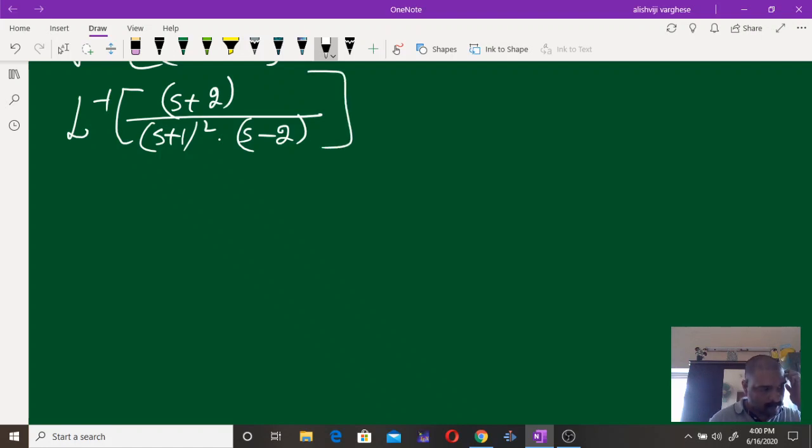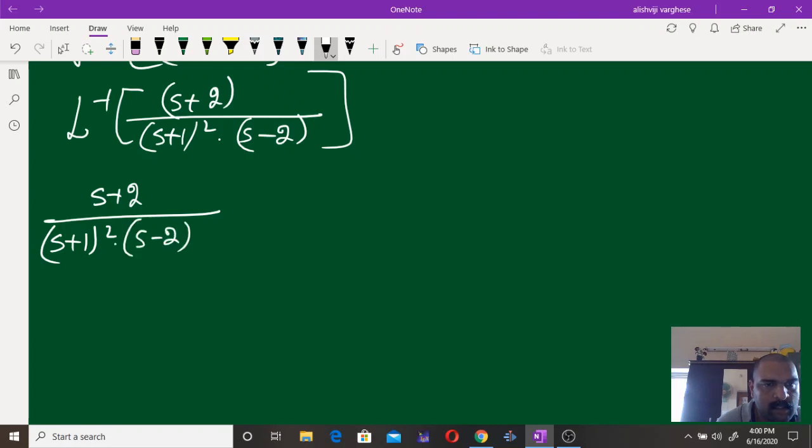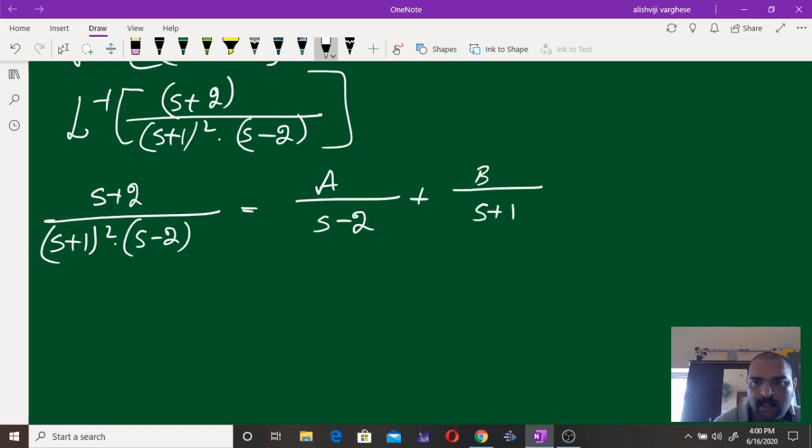So here, what we have to use is the partial fractions. So (s plus 2) divided by (s plus 1) the square into (s minus 2) can be written, using partial fractions, as A by (s minus 2) plus B by (s plus 1) plus C by (s plus 1) the square.